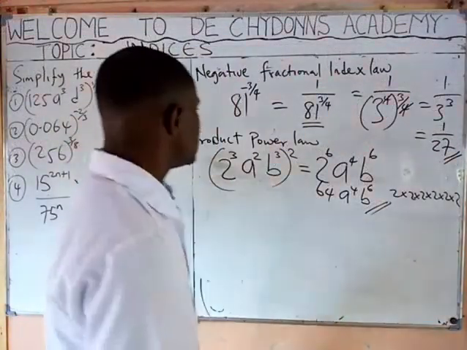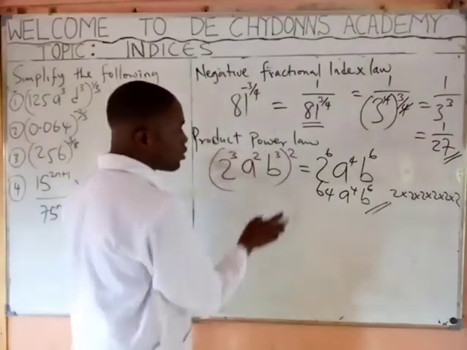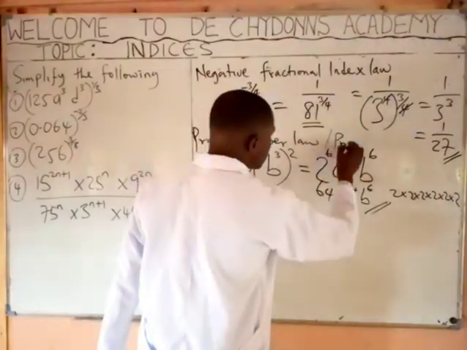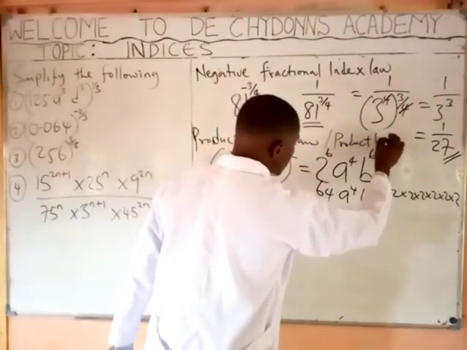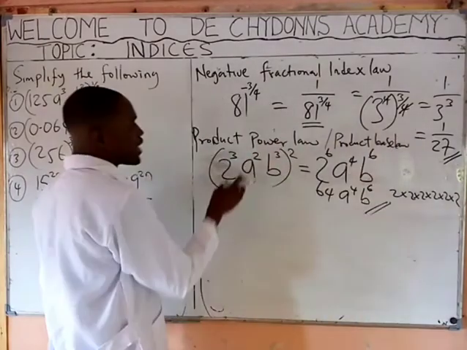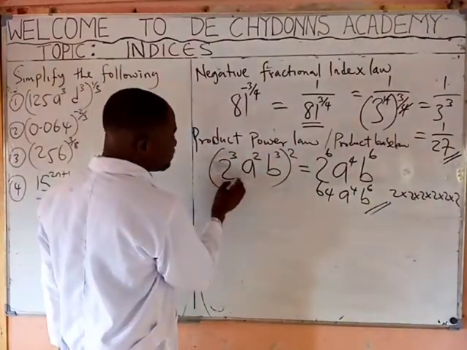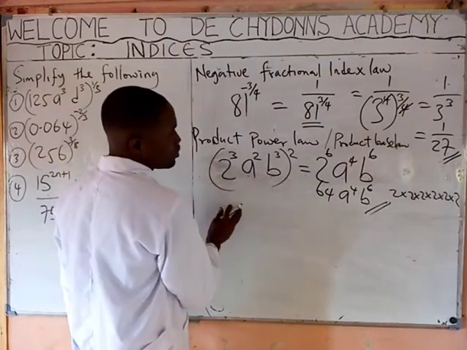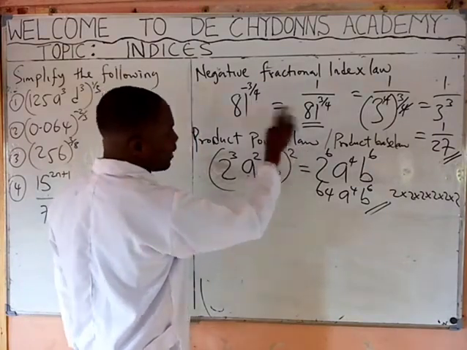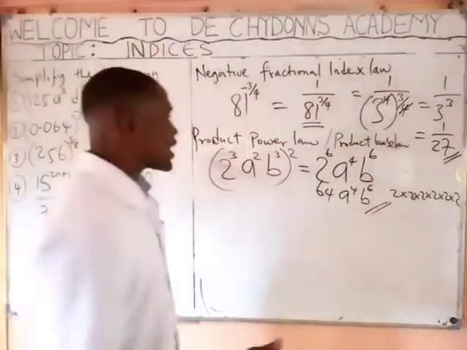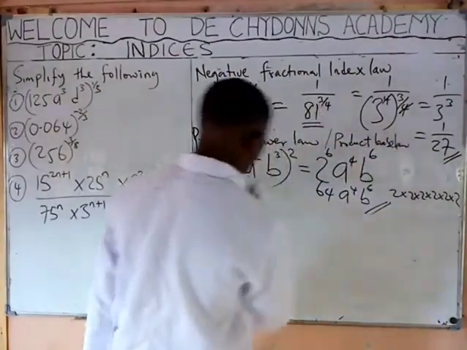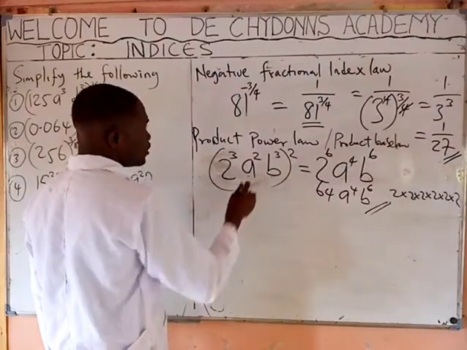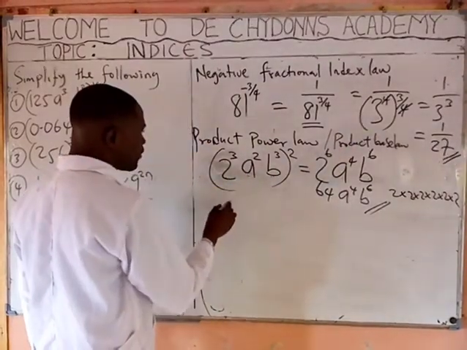Okay, so this law is called the product power law. Then, this law can also be called the product base law. Why do we say we can also call it the product base law? You see, the bases, we have up to 3 bases: 1, 2, 3, multiplied together, and one index or power is what they have. So they can be called product power law or product base law. Then this product power law can also be put like this.